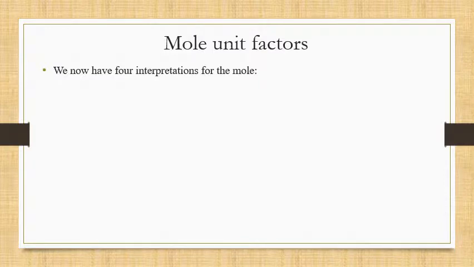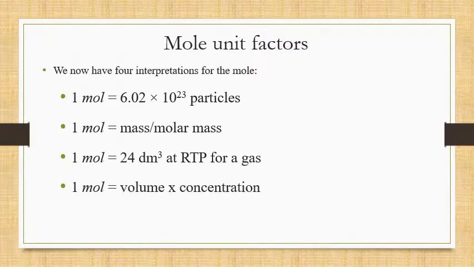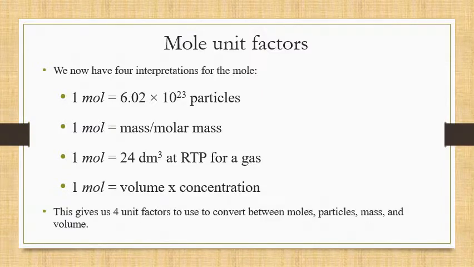So now we have 4 interpretations for the mole. 1 mole equals 6.02 times 10 to the 23 particles, or Avogadro's number. 1 mole equals mass divided by molar mass. 1 mole equals 24 decimeters cubed at standard room temperature and pressure for a gas. And for liquids, 1 mole equals volume times concentration. So now we can use these to solve our problems. This gives us 4 units to use to convert between moles, particles, mass, and volume, which is a great advantage.